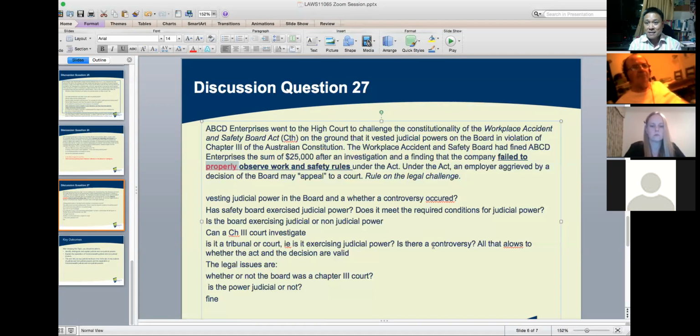So what is the answer? The answer is the law is valid because, one, the board is not a Chapter 3 court and it is not exercising judicial powers. So the legal issues are: is this board a Chapter 3 court? The answer is no. Is the board exercising judicial powers? And the answer is also no.